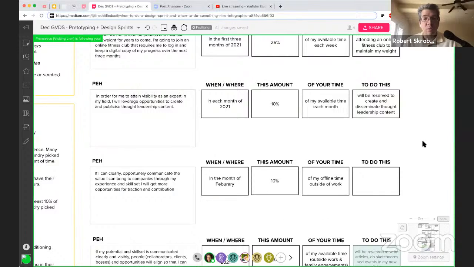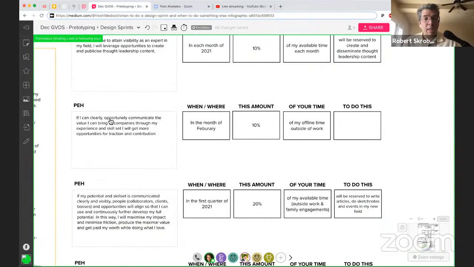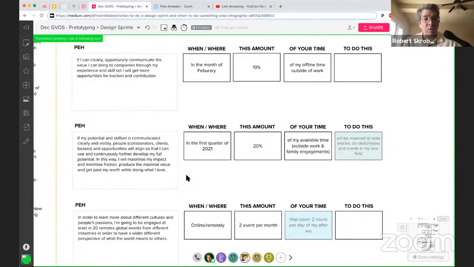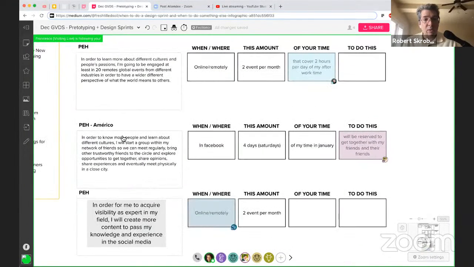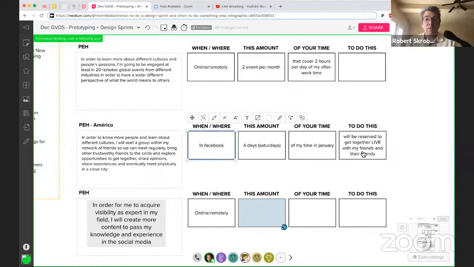So it's creating and disseminating, some activity you're going to be doing. And then the month of February, oh, that's one we're just doing. So we go down a little ways further, and it looks like this is Americos. To understand and learn about different cultures, in 4 days of my time, 4 Saturdays, so four days on the weekend in January, is going to be reserved to get together live with my friends and their friends. So he's going to get a community event together for people to meet regularly, network and share opinions and so on. So kind of a collective conversation, so to speak.